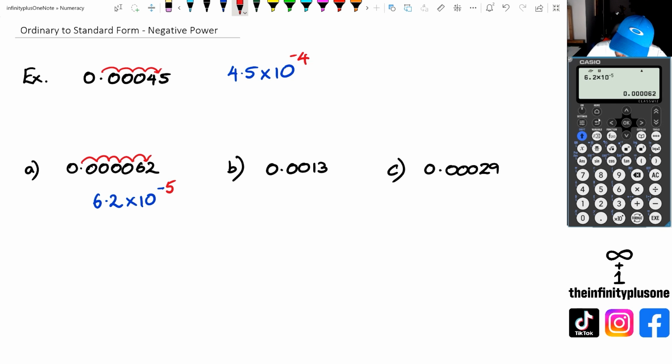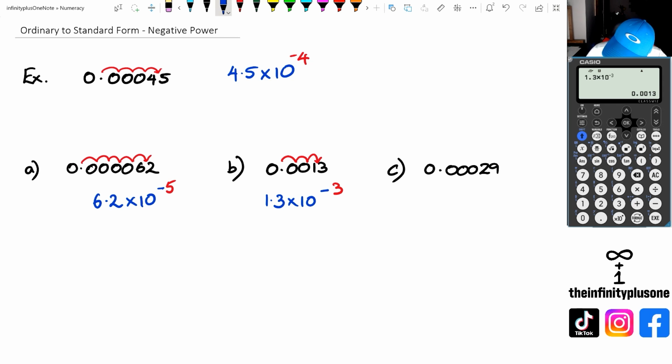Going to question B, we're going to get 1.3 times 10 to the power of negative again. And this time I'm going 1, 2, and 3. So that's going to be negative 3. Let's check the answer again. We've got 1.3 times 10 to the power of negative 3, and that's giving us 0.0013. We're looking good so far.